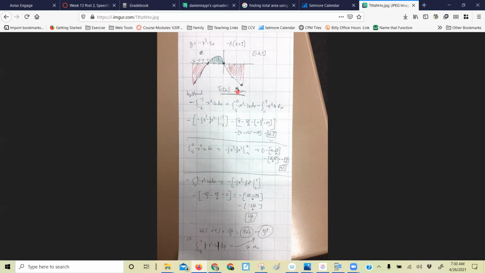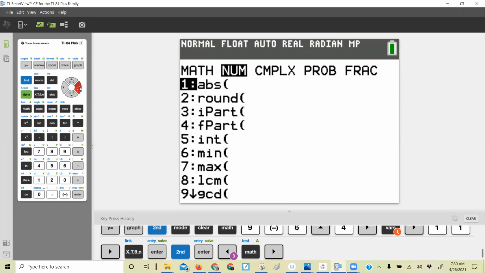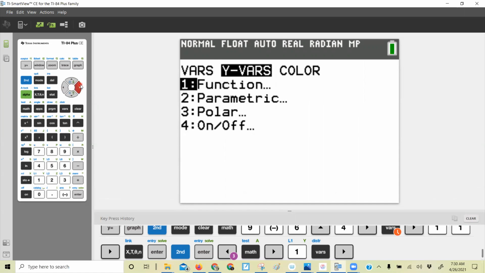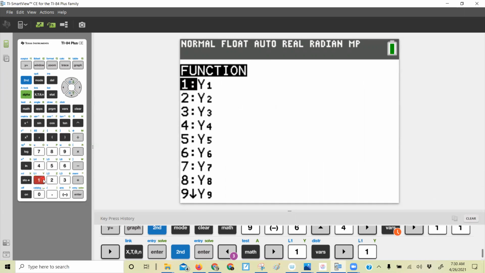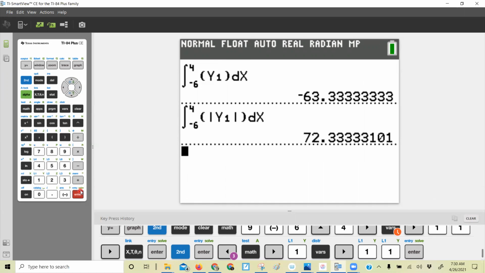To do that with your graphing calculator, I've already got this typed in. What I'm going to do is come back inside the argument, for the integrand. I'm going to press math, arrow over to num, and grab the absolute value symbols. Then I put y1 in there again: I pressed vars, arrowed over to Y-vars, and I want a function, and it's function 1. Now it'll calculate it, and there you go.